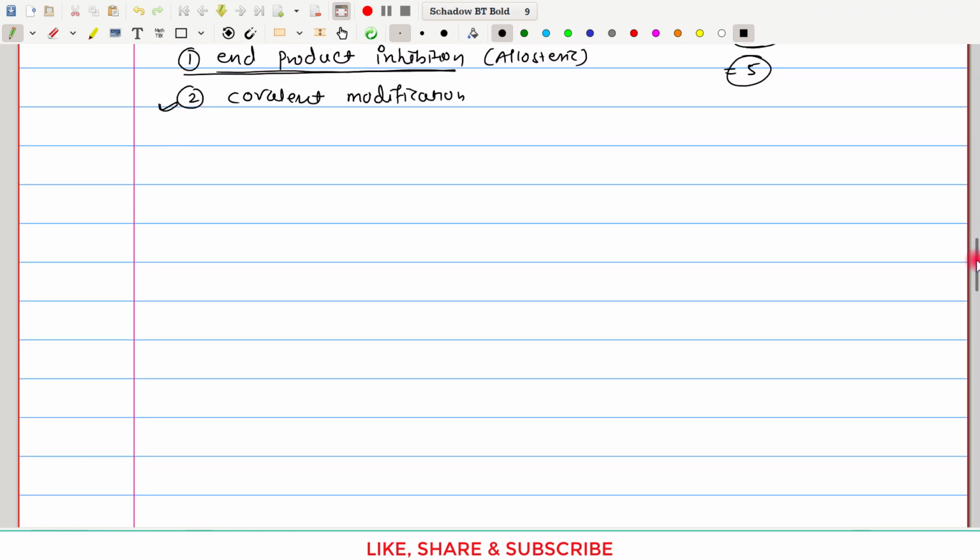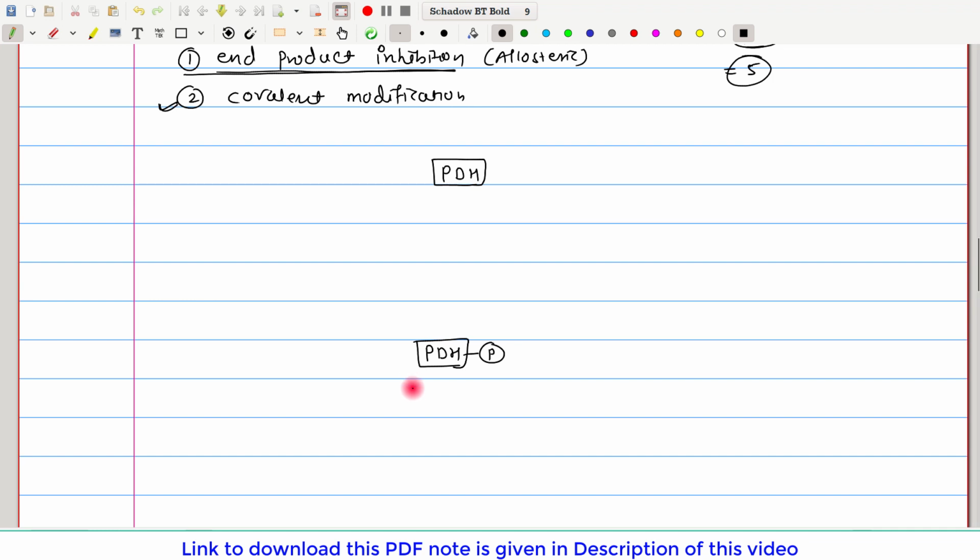The second way of regulation is covalent modification. See, pyruvate dehydrogenase can occur in 2 forms. One is the PDH form like this, where there is no phosphate, and the second one is PDH where it is attached with a phosphate. We call this compound phosphorylated PDH, whereas we call the compound where we do not have phosphate dephosphorylated. And the dephosphorylated form of the pyruvate dehydrogenase complex is actually the active compound, whereas the phosphorylated one is inactive.